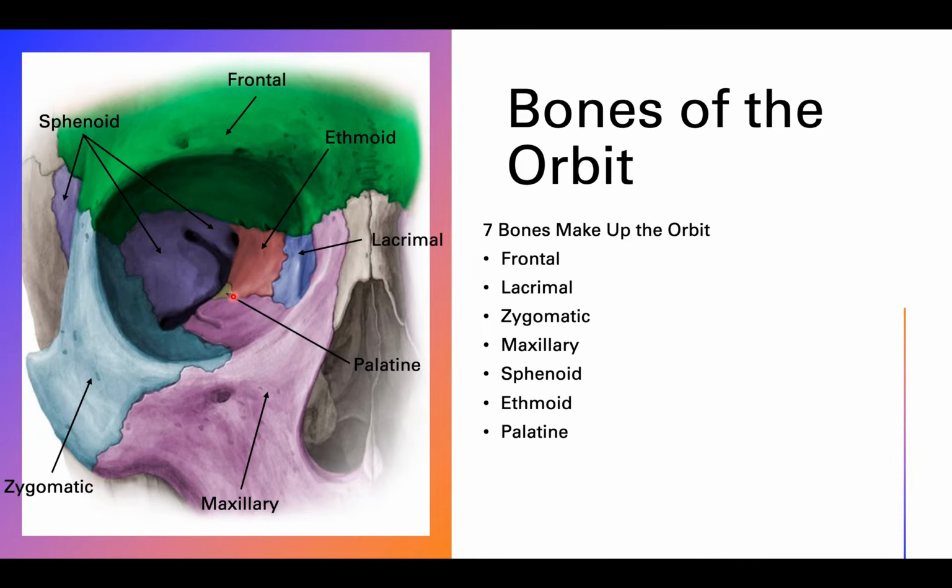If you have trouble remembering the specific bones that make up the orbit, like me, I came up with this mnemonic, and it might be a little bit helpful. It's friendly little zebras must sit, eat, and play. That's F frontal, L lacrimal, Z zygomatic, M maxillary, S sphenoid, E ethmoid, P palatine. Friendly little zebras must sit, eat, and play.